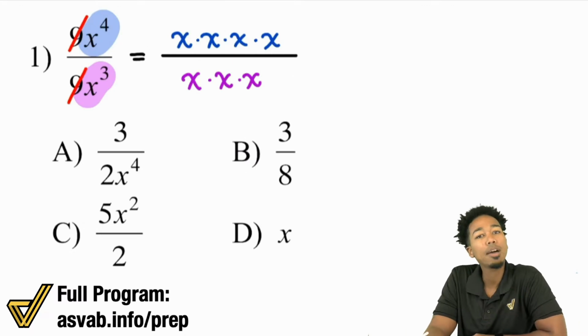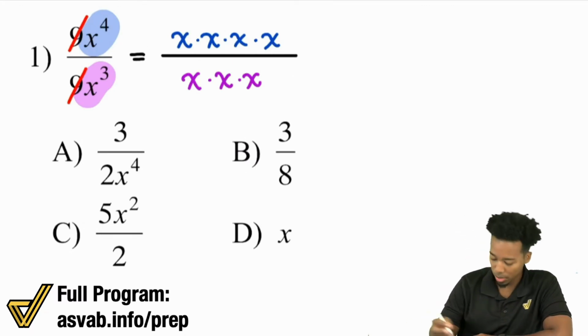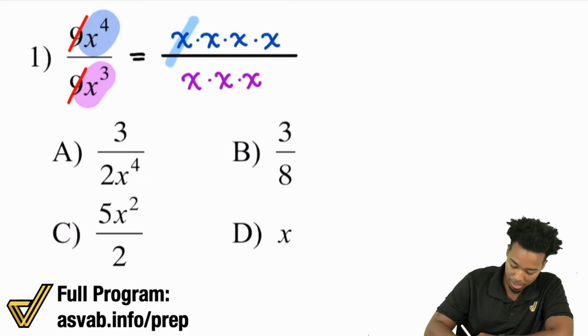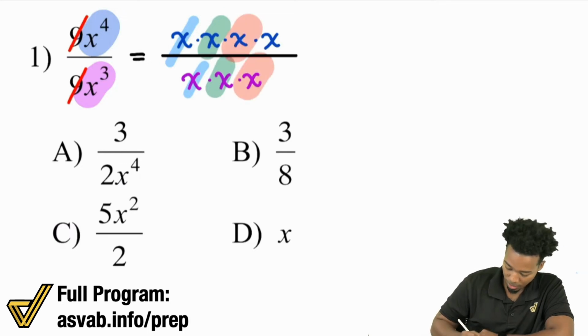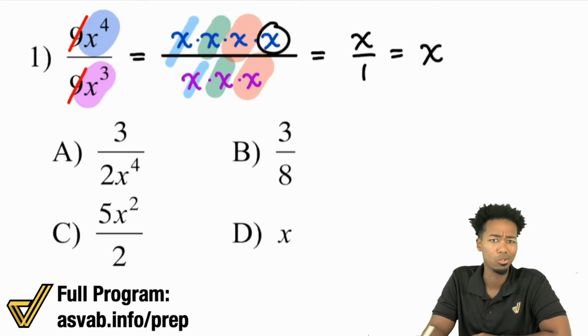So what happens here, everybody? Well, what happens is you notice that you can cancel out this x and that x, this x and this x, and this x and that one there, leaving you with just one of those x's right there. And so that would equal x over 1 or just x after you just ignore the 1.